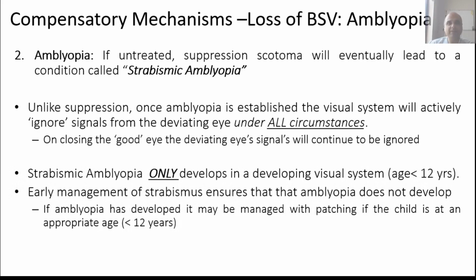And again, as we have said, this would only develop in that specific period where the visual system is still malleable and reprogrammable, 12 years or less of age. That is why it is so important to manage squint as early as possible, so that amblyopia doesn't develop. And if amblyopia does develop, you'll have to do patching. Patching works best if your child is at an appropriate age, 12 years or less, because that's the only time where you can reprogram your visual system.